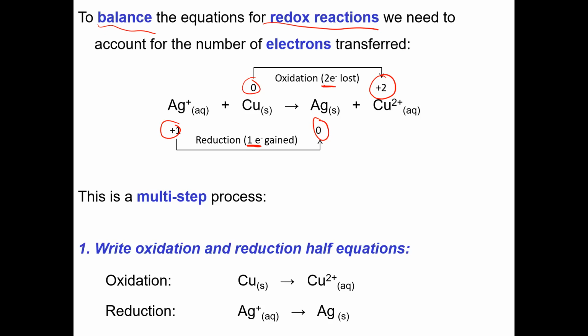Regardless of the scenario, the very first step will always be to write a half equation for each of your reactants. So in our system, we have copper becoming copper 2 plus, and our other reactant, silver ions, becoming silver. Now we've identified these as oxidation and reduction. Sometimes that's not possible. Don't worry about identifying it as oxidation and reduction. Just write the half reactions, one for each reactant.